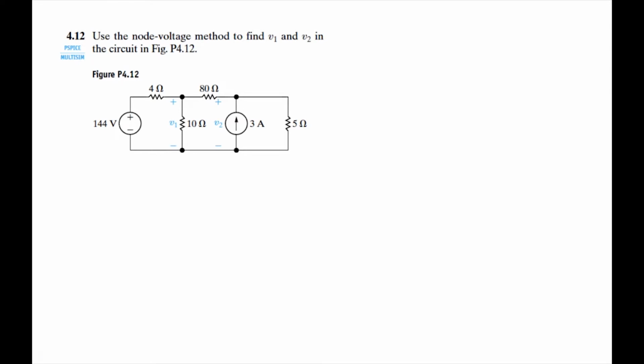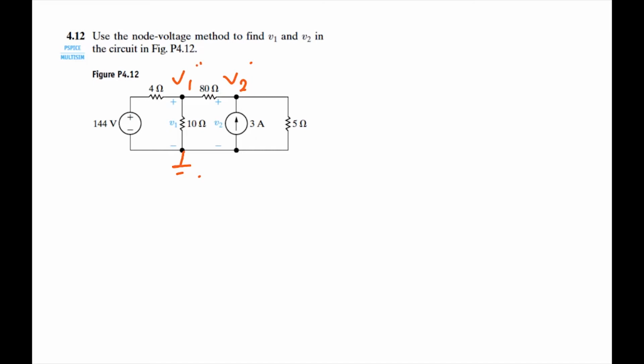So this is the first question. This is something that you could definitely see on a quiz or an exam. The first step we talked about was labeling our nodes. So we're going to go ahead and label this V1 and label that V2. And then we also want to label our reference node. We can pick this node right here. So this is our V1 up here, our V2 right here, and then our reference node.